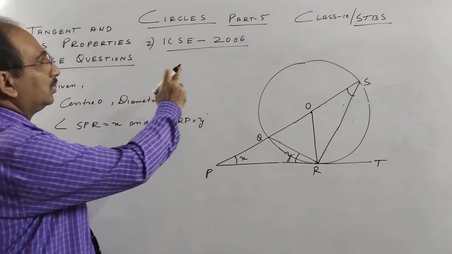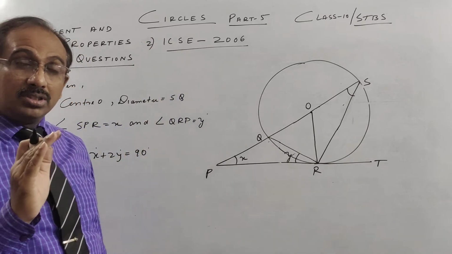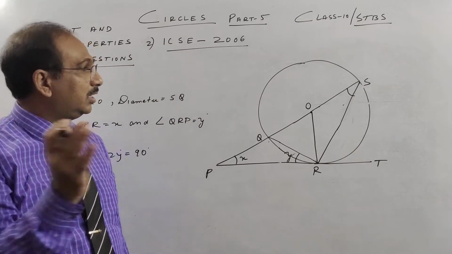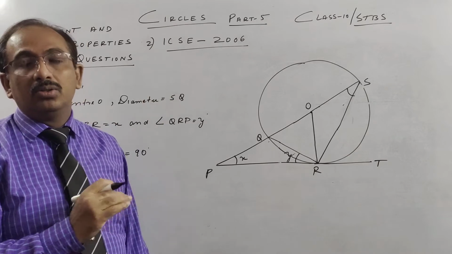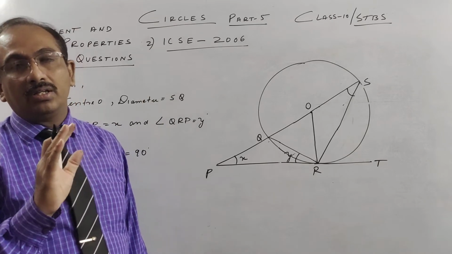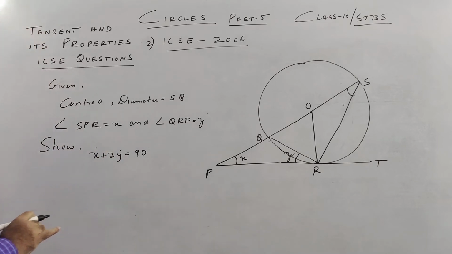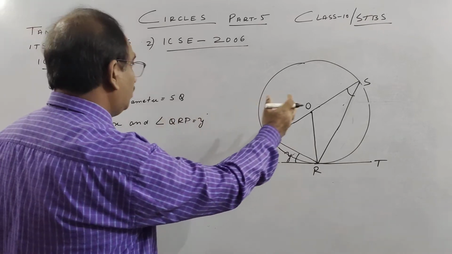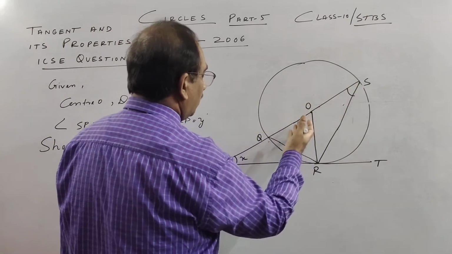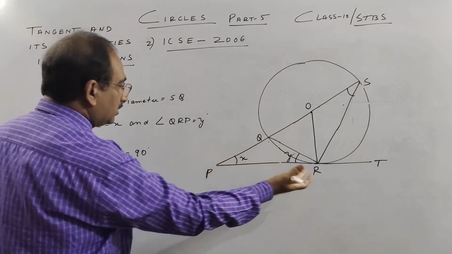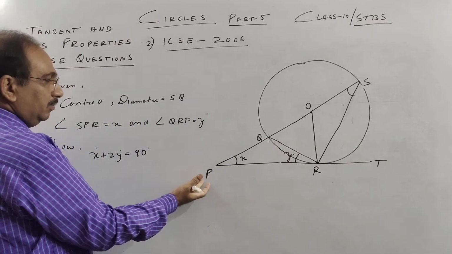So remember, 2006 one I have solved. That was from maybe section A, and this is from section B. Generally every year you have 2 questions on circles in the ICSE paper. Now see this question: center O, we have diameter SQ. So diameter SQ produced meets the tangent at P.